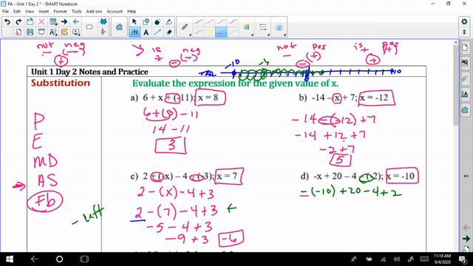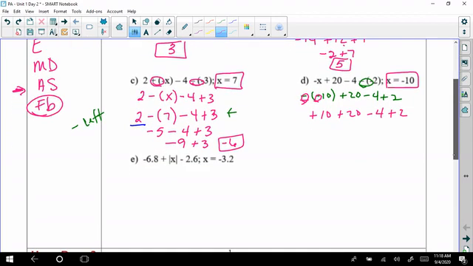Negative and negative, not negative. Not negative makes it plus, so positive 10, plus 20, minus 4, plus 2. So if I'm at positive 10 plus 20, hopefully we know, put these together, that's 30, minus 4 plus 2. 30 minus 4 is 26, plus 2, and 26 plus 2 is 28.